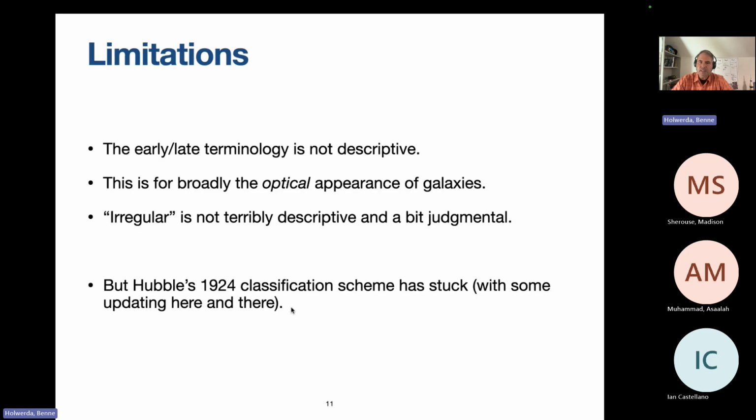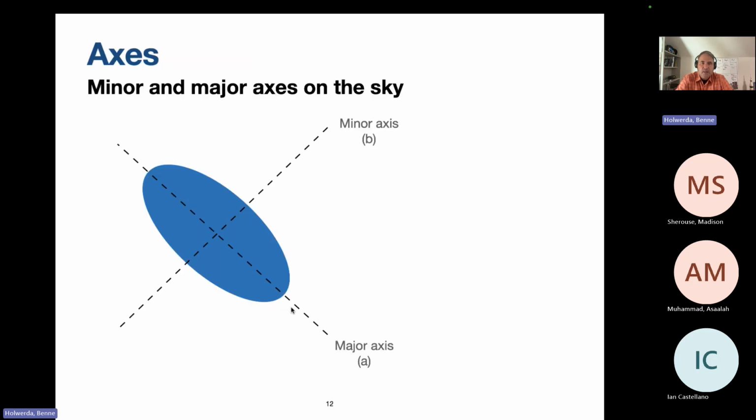There are some limitations. The early-late terminology is not descriptive, and again, I don't thank them for that. This is for broadly the optical appearance of galaxies. Galaxies can look very different if we look at different wavelengths. So this is what it looks like when we look at it with our eyes, or photography, which is sensitive to the same wavelengths as our eyes. And irregular is not a very descriptive term, and it is really a catch-all bin. But this classification scheme since 1924 has stuck, so it's 100 years old. Yay! It's a 100-year-old classification scheme, and it still works.